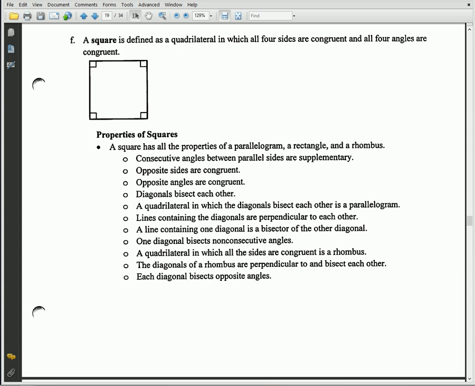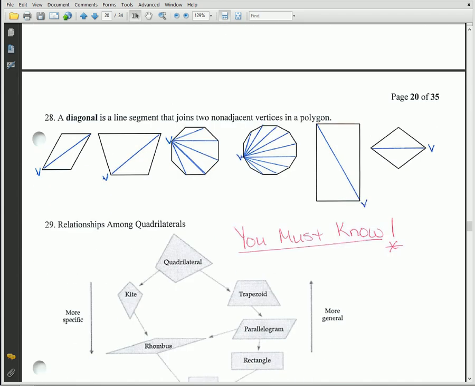Now, let me say this. You need to understand these definitions, and you need to understand the difference between how it's defined, what the definition is, and what a property is. So a square is defined to be all sides congruent and all four angles congruent. The following are a list of properties of squares. Those are things that we will prove. Okay, we will prove some of these properties. A property is something you prove. A definition is something you know. You cannot prove the definition. That is what it is defined to be. Whereas a property is something you will use the definitions to prove. Okay, and we will do some of these proofs.